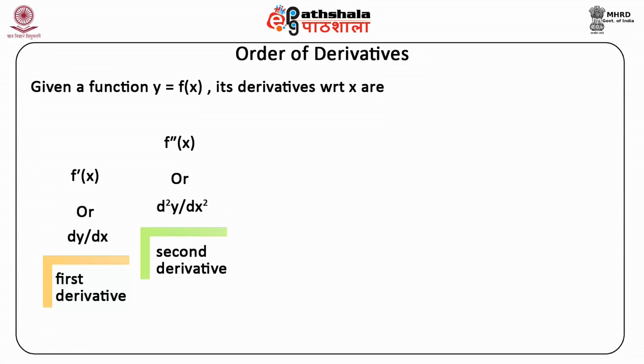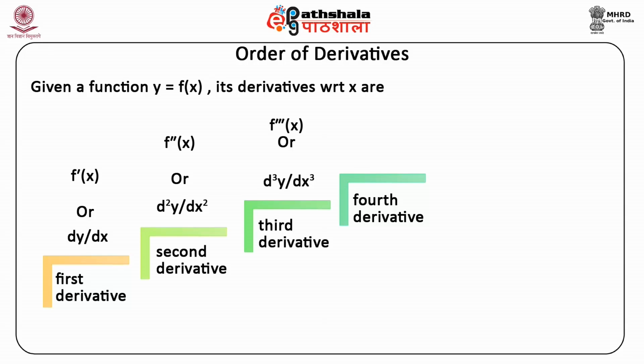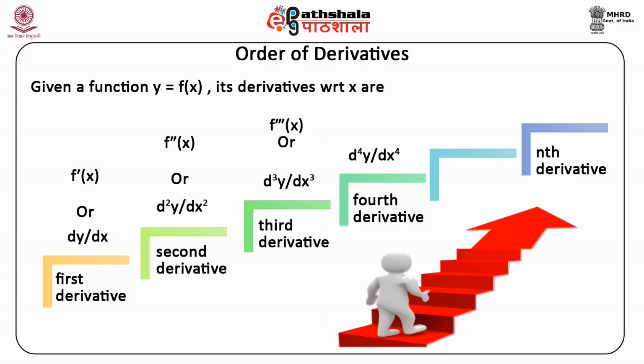Proceeding in a similar manner, we can obtain the third derivative of y, that is d cube y upon dx cube. Fourth derivative d4y upon dx4, going till the nth derivative dny upon dx to the power n. The first, second, third, going till nth derivatives are also denoted by f dash x, f double dash x, f triple dash x, going till f n x.